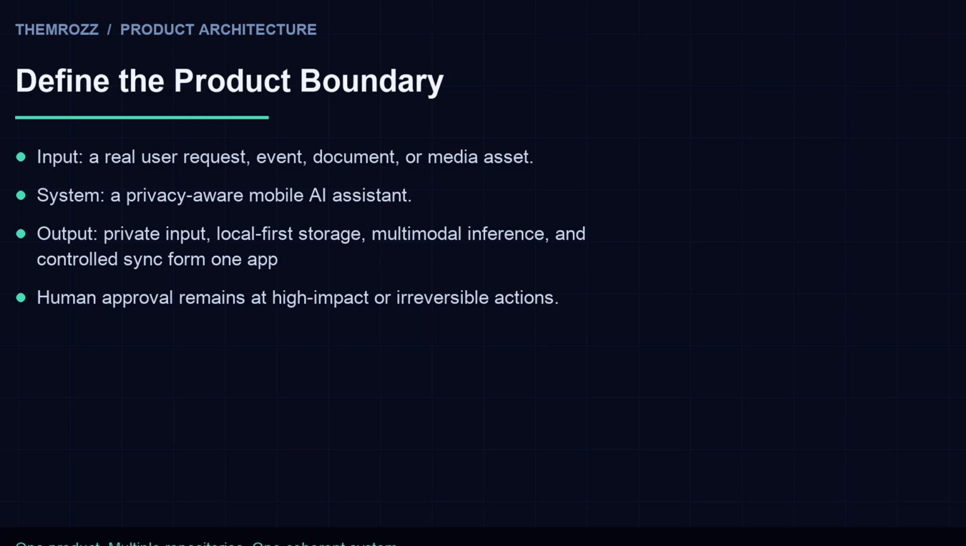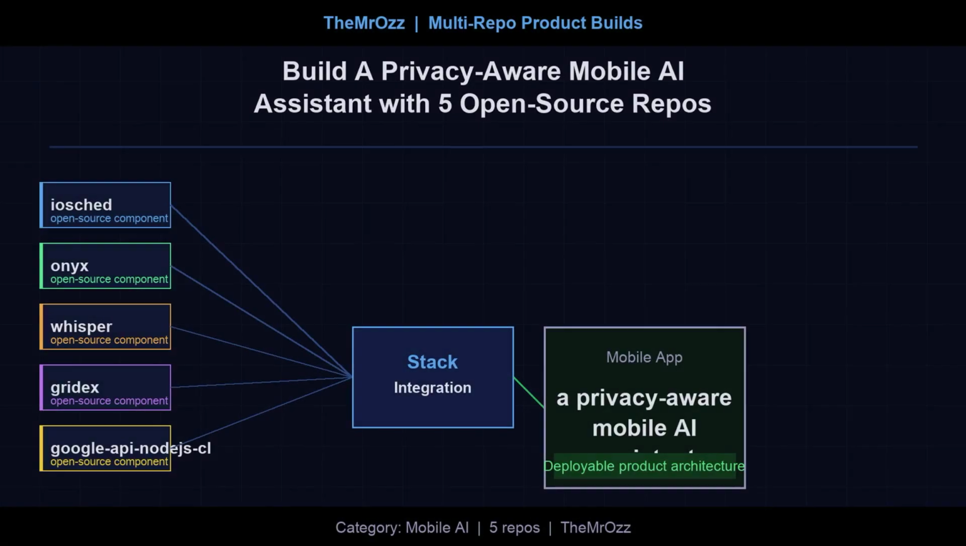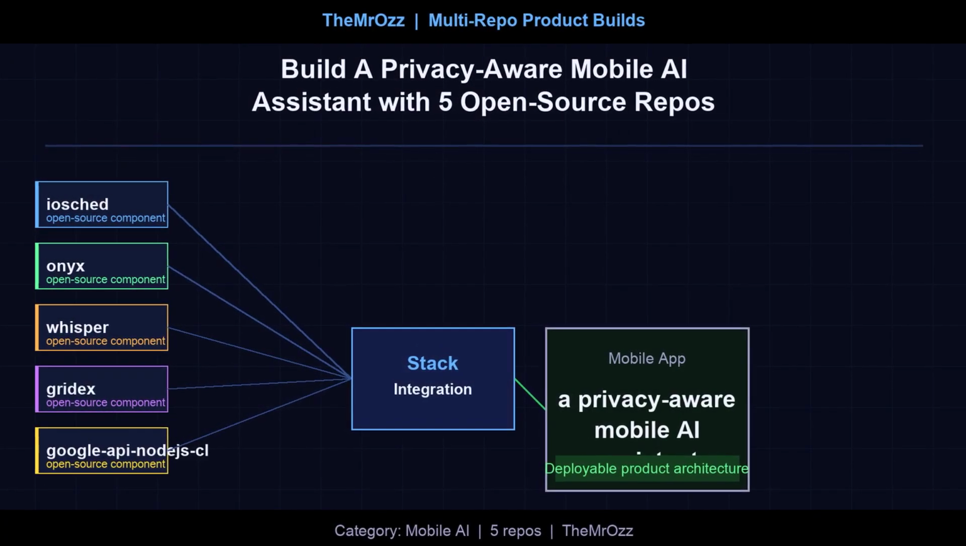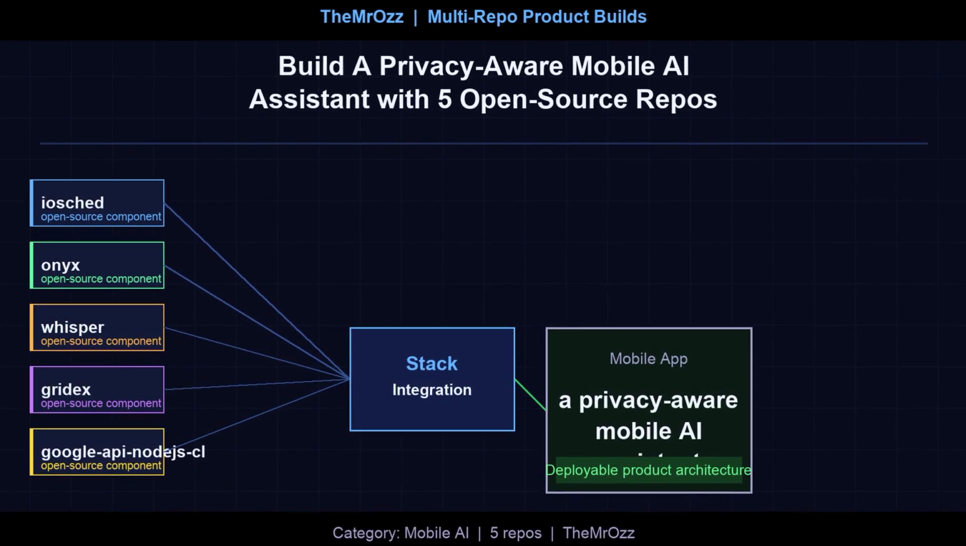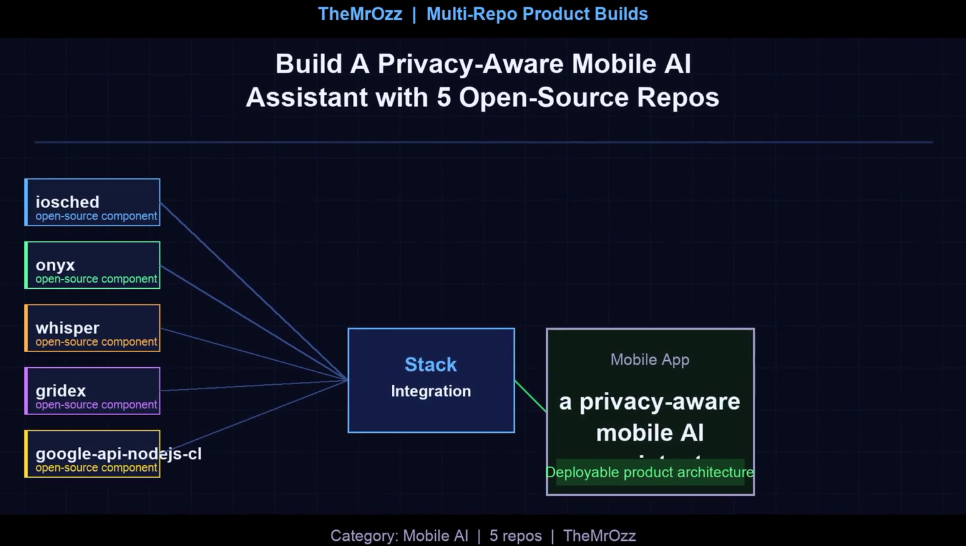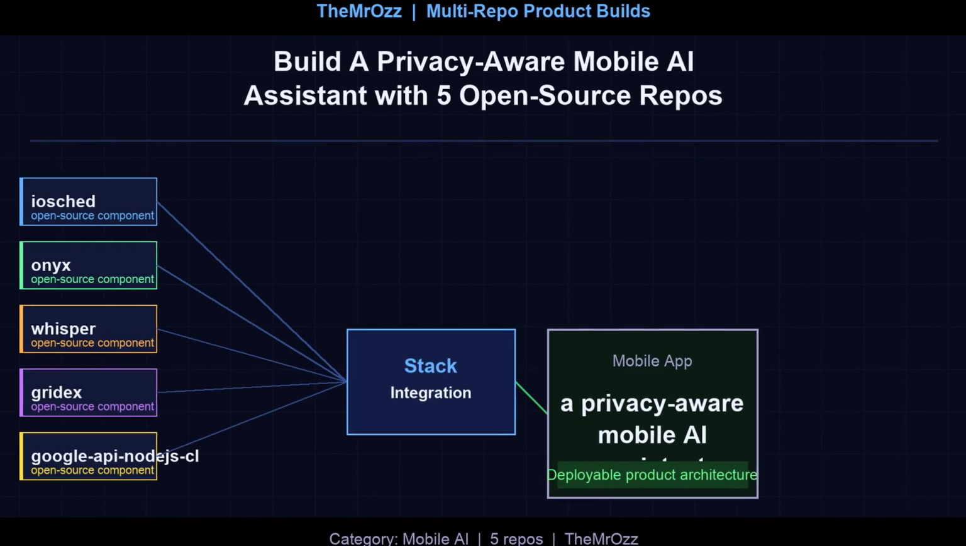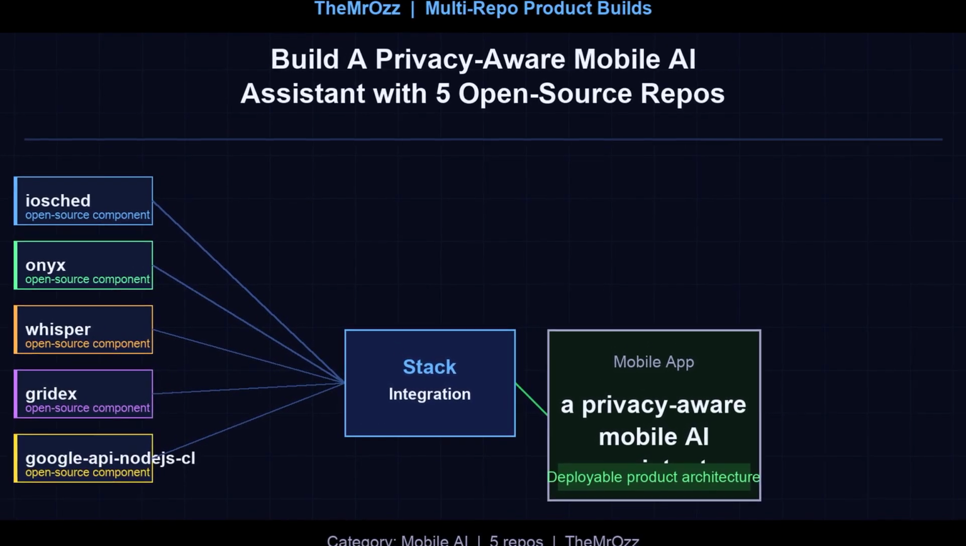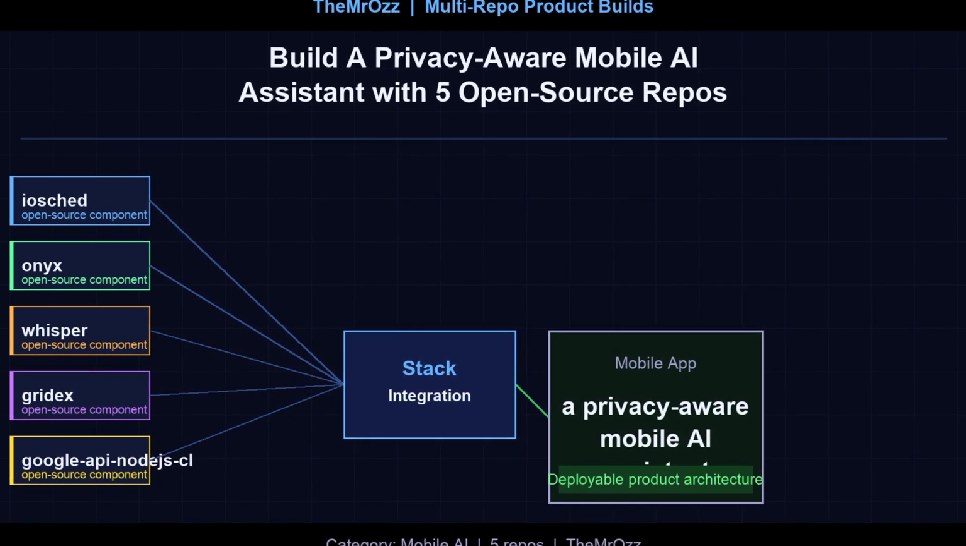For speech recognition, the Whisper repository comes into play, allowing the assistant to accurately transcribe your voice commands into text that Onyx can then process. This ensures that your voice data is handled locally, without the need for external speech recognition services. The iosched repository provides a foundation for the mobile app's architecture, leveraging modern Android development best practices to ensure a smooth and efficient user experience. Its use of Jetpack Compose, Hilt, and coroutines enables the app to handle complex tasks while maintaining a responsive interface.